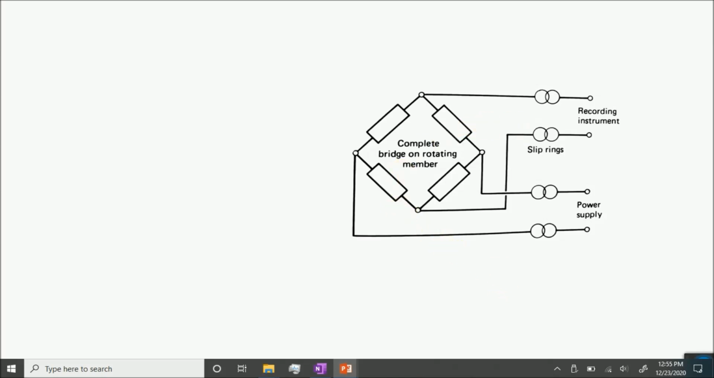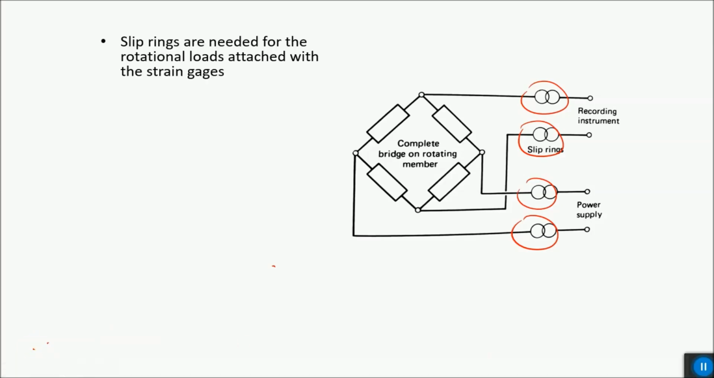So we use these kinds of mechanical connections that are called slip rings to connect our bridge with our actual signal conditioning circuit. And why are they used? What are slip rings? They are similar to the brushes in a DC motor. They are needed for rotational loads attached with the strain gauges.